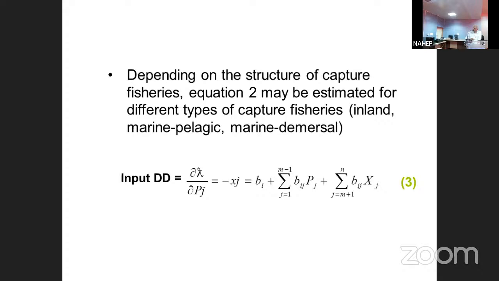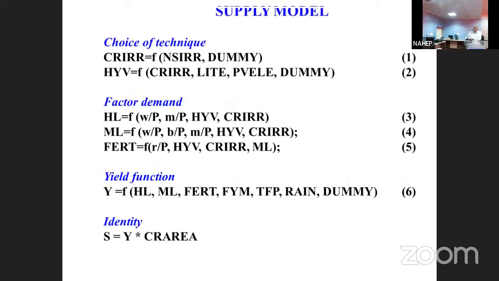Now, this is the input demand equation. Once we differentiate with respect to the input's price, with a minus sign, we get the factor demand equation. This is the model that I say you can apply, using two techniques: factor demand, yield, and supply. This is the model one can apply and use.